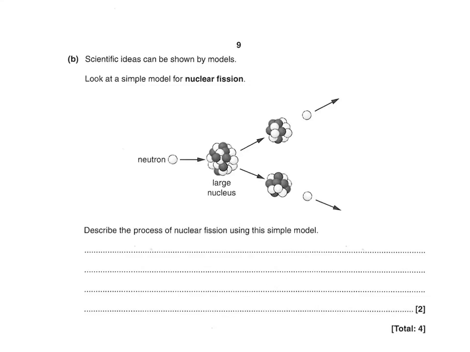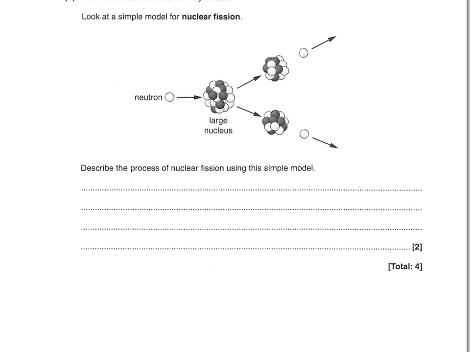Next question: scientific ideas can be shown by models. Look at a simple model for nuclear fission. Describe the process of nuclear fission using this simple model. So the first mark is saying that the nucleus splits, or it breaks up, or breaks down, or it divides. And then the second mark is saying that it then gives 2 nuclei. So this splits to give 2 nuclei. There's your 2 marks.